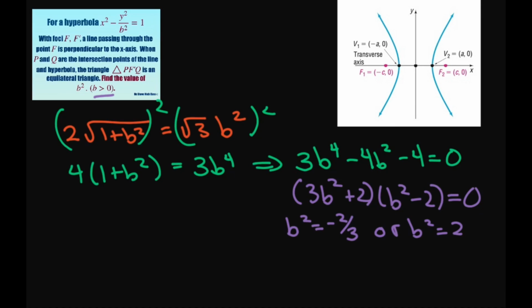Now our b has to be positive, so our b squared has to be positive. So this doesn't work, and we're going to take this one. So your final answer is b squared equals 2.